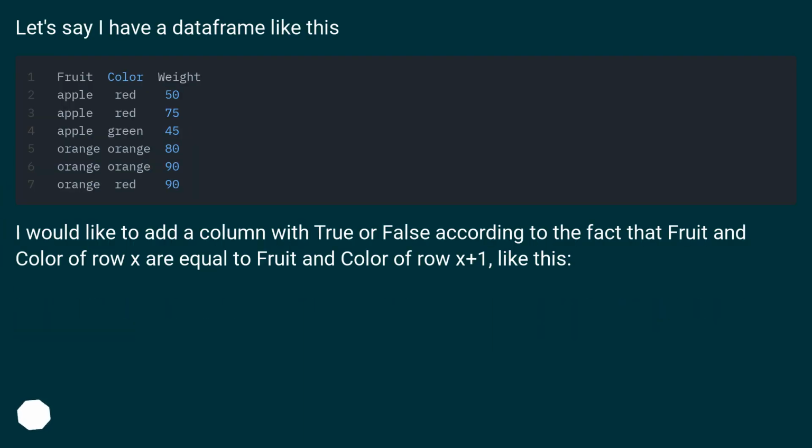Let's say I have a data frame like this. I would like to add a column with True or False according to whether the fruit and color of row X are equal to the fruit and color of row X plus 1, like this.